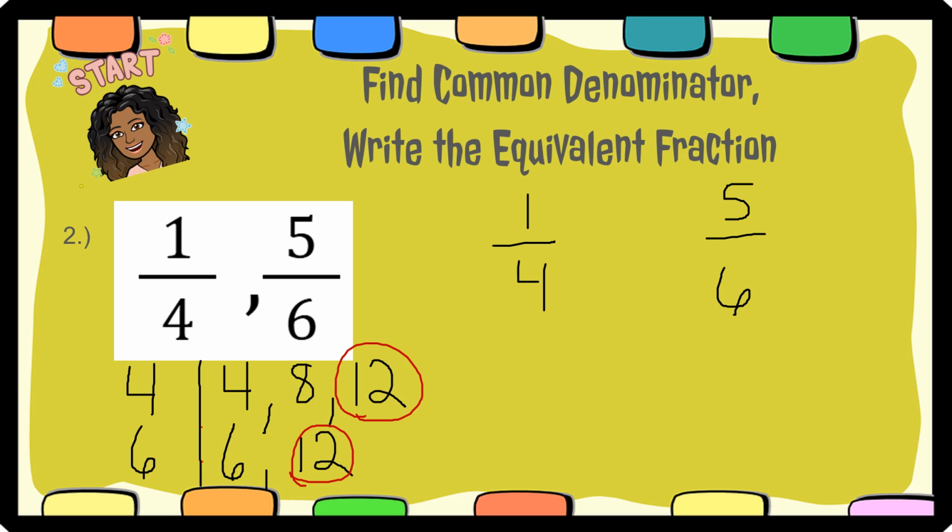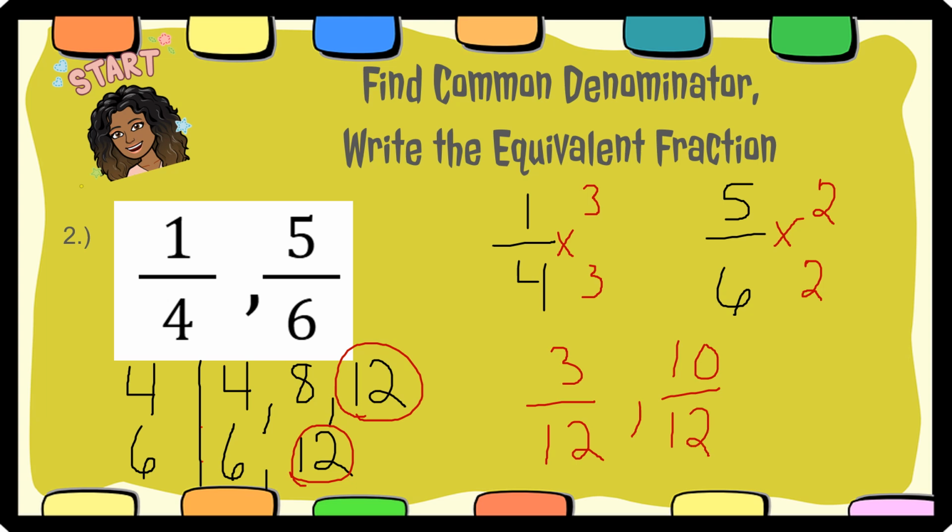12. So I'm going to write off to the side 1/4 and 5/6. The only number that I can multiply 4 by to get 12 is 3. And whatever I do to the bottom, I must do to the top. 1 times 3 is 3. 4 times 3 is 12. Now we're going to look at 5/6. The only number that we can multiply 6 by to get 12 is 2. And once again, whatever you do to the denominator, you must do to the numerator. So 5 times 2 is 10, and 6 times 2 is 12. My new equivalent fractions are 3/12 and 10/12.